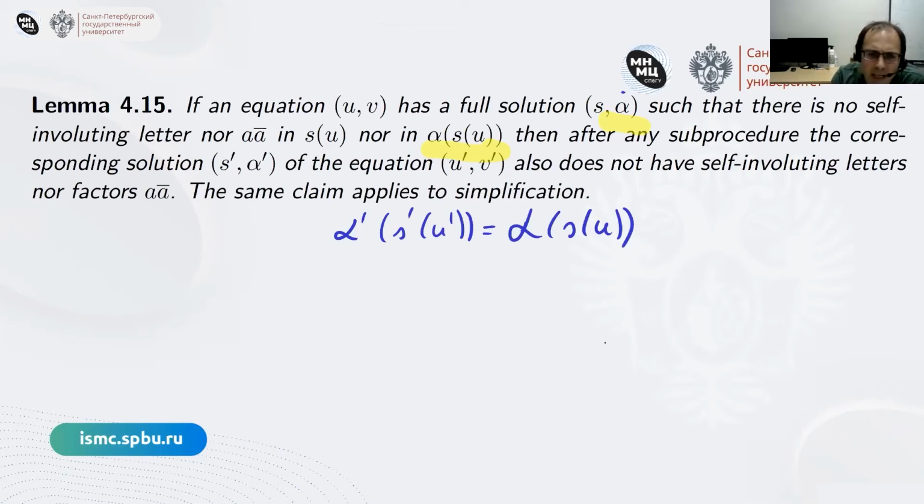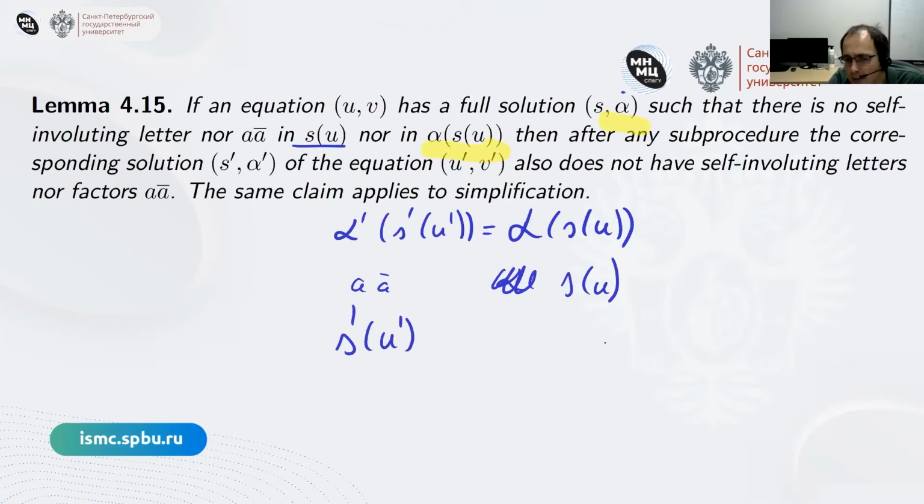For the popping, it could be that we introduce such a letter due to popping, but we know that it doesn't appear in the solution word. Okay, so this A-bar doesn't appear in S on U, so also due to popping, we shouldn't introduce it if we were to make the choices according to this solution. And the last part is that it should not appear in S prime on U prime, so in the solution word.